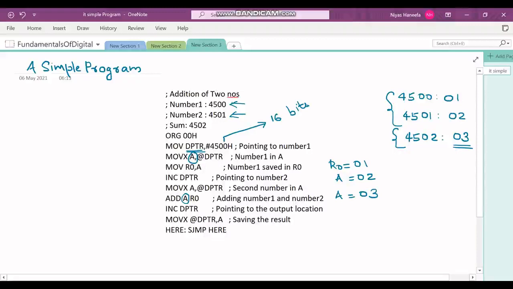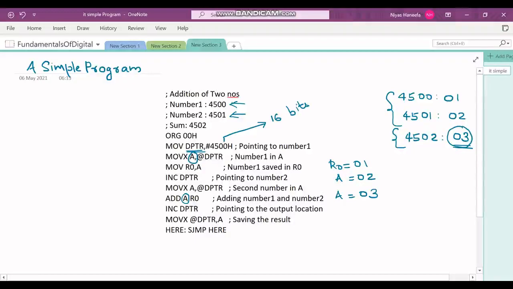Then you are incrementing the DPTR. DPTR will point to the next location which is 4502. Save that value. What is the value of A? Put it at DPTR, that is, in the address given by DPTR. So in 4502 you will get the value 03. So this is the program.